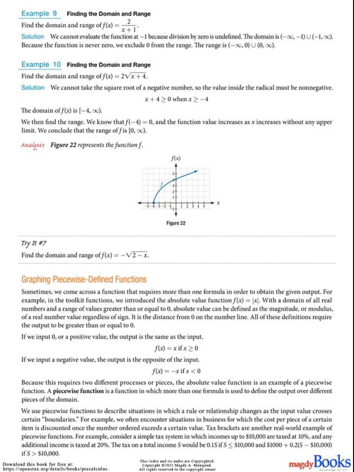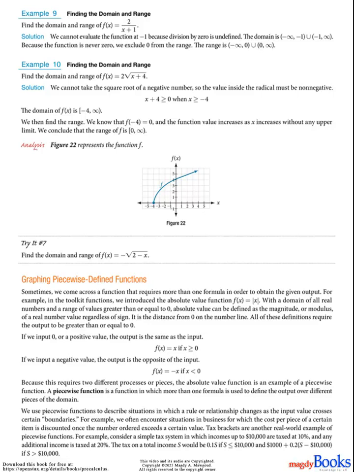Example 10. Finding the domain and range. Find the domain and range of f of x equals 2 square root of x plus 4. Solution. We cannot take the square root of a negative number, so the value inside the radical must be non-negative. x plus 4 is greater than or equal to 0 when x is greater than or equal to -4. The domain of f of x is [-4, infinity).